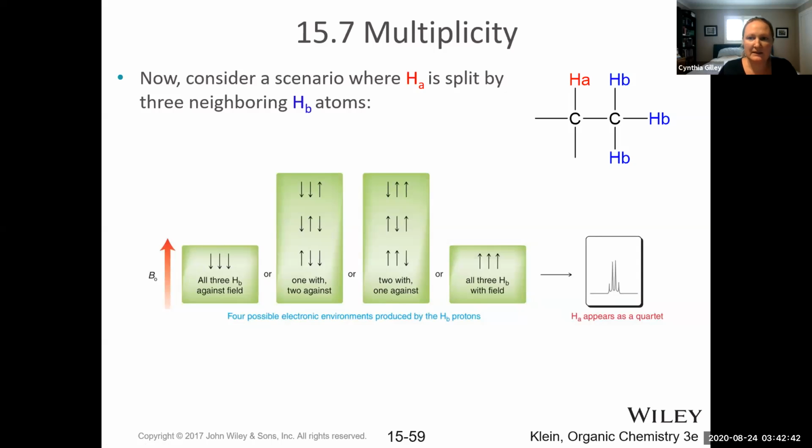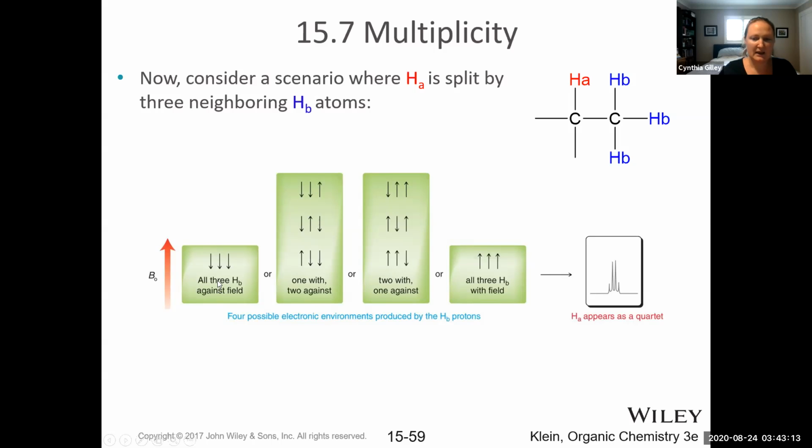Okay, what happens if HA has three neighbors, all called HB because they're all equivalent? What are the probabilities, right? Well, all three could be aligned against, all three could be aligned with, and then even more probable would be two aligned against, one with, or two aligned with, one against, right? And these are the different situations that can occur. And these all have the same net effect, right?